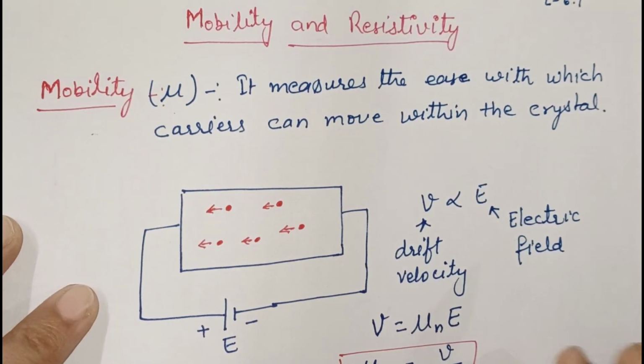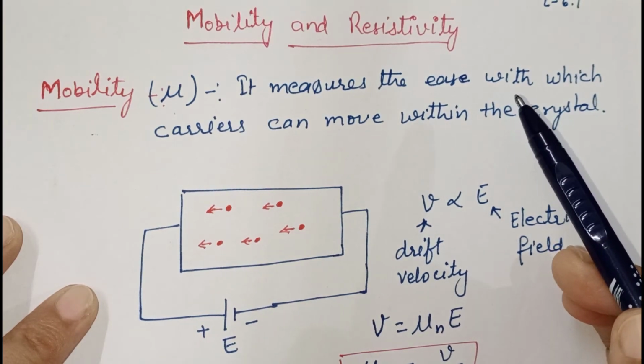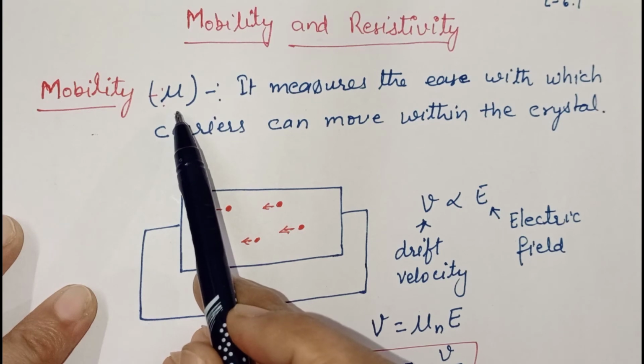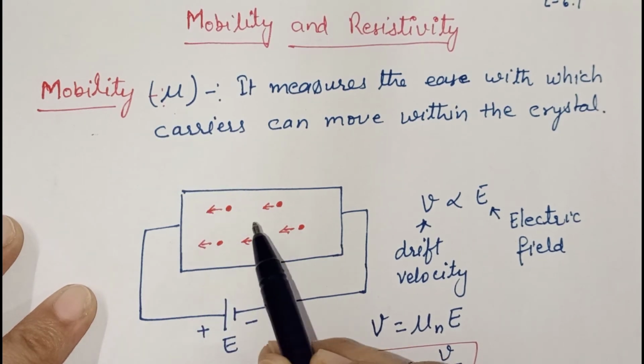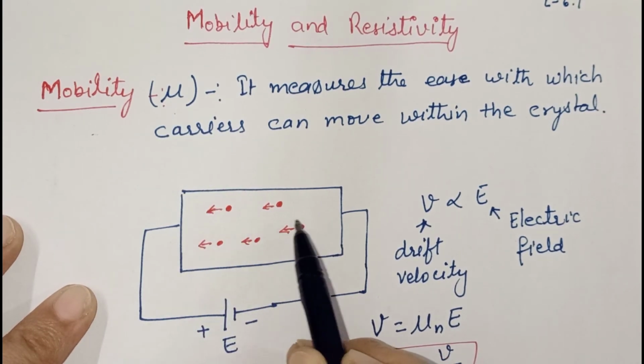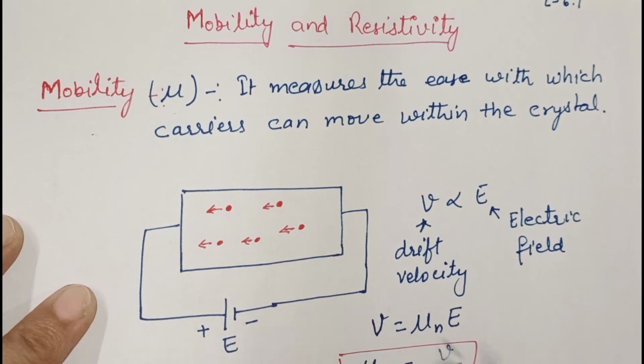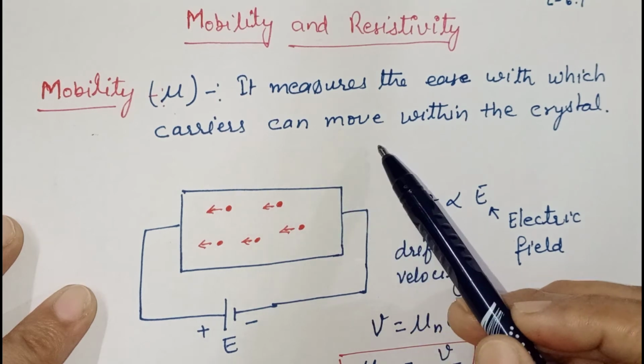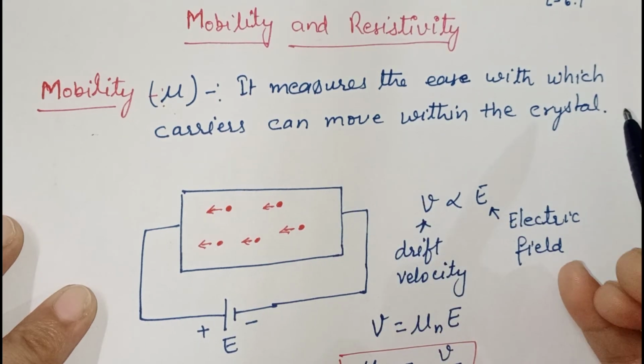We will study mobility and resistivity in this video. We will start with mobility. Mobility is represented by mu. Mobility represents how easily electrons and holes move within the crystal lattice. So we can define mobility as the ease with which carriers can move within the crystal lattice.